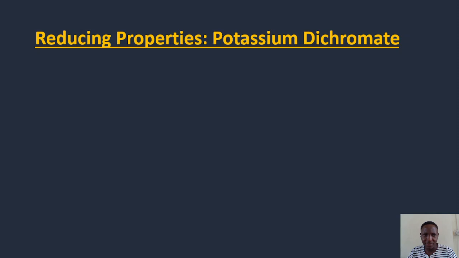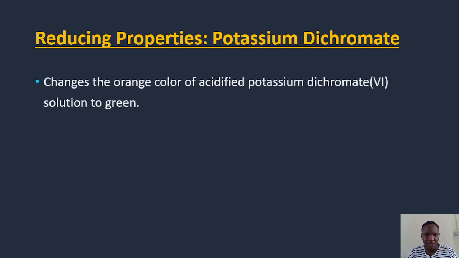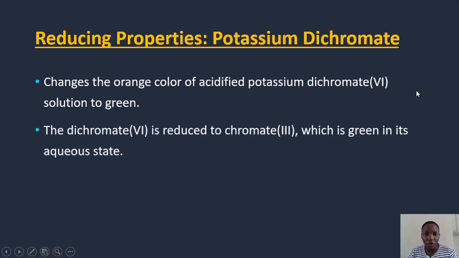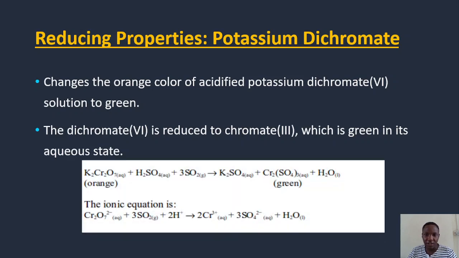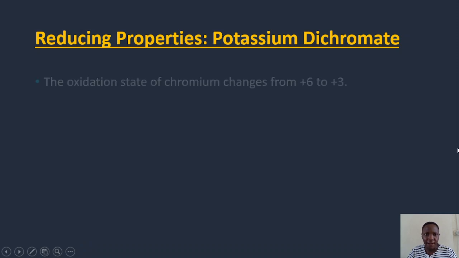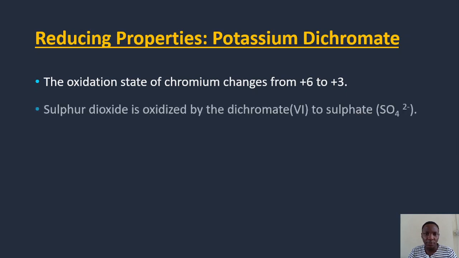Moving on, let's see the other reducing property, with potassium dichromate. Sulfur dioxide changes the orange color of the acidified potassium dichromate solution to green. The dichromate is reduced to chromium(III), which is green in its aqueous state. As you can see, here are the equation and the ionic equation. The oxidation state of chromium changes from +6 to +3, and sulfur dioxide is oxidized by the dichromate to sulfate.